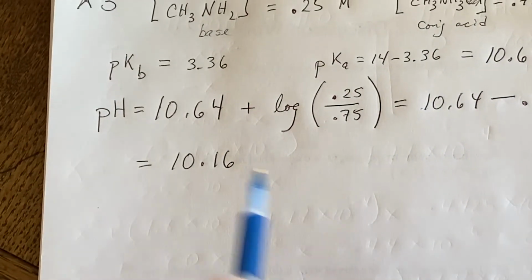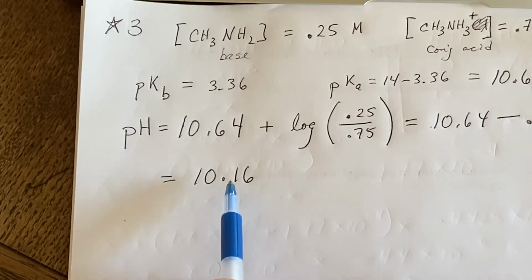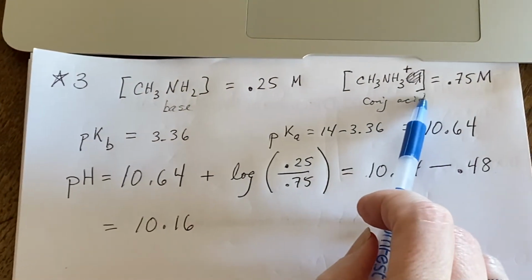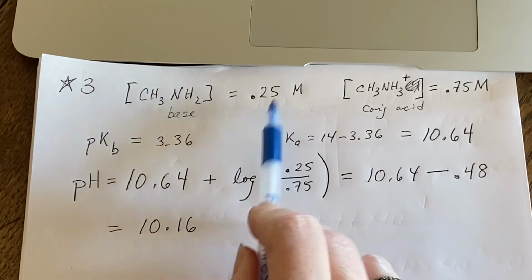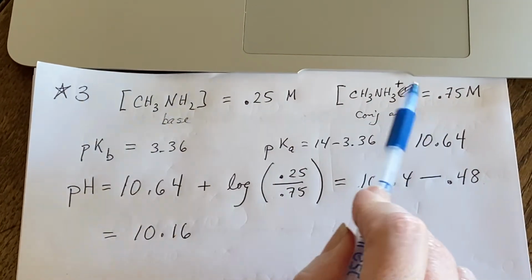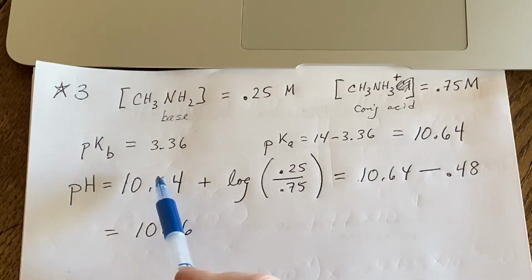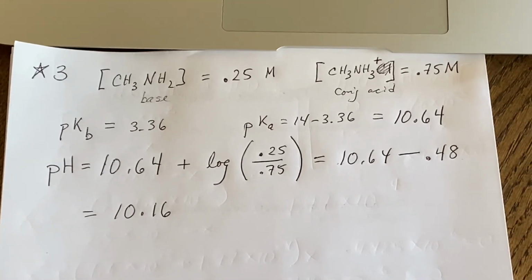So it is not as basic as it used to be because there's more conjugate acid in there than there was base. That makes sense. If there's more conjugate acid, I'm going to expect it to be more acidic than it started out as. So it makes sense.